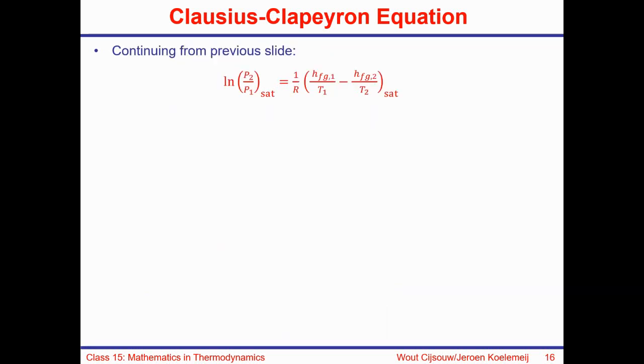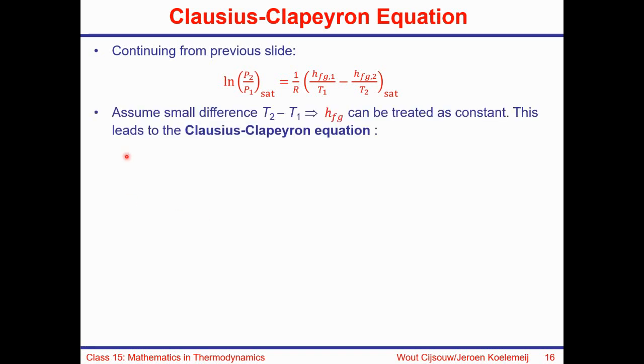Now actually we can simplify things even a bit further. So continuing with the last equation of the previous slide, we can assume that the temperature difference T2 minus T1 is small. In fact, so small that the difference between these two enthalpies becomes negligible. So you can treat this as the same number and take that out of the brackets.